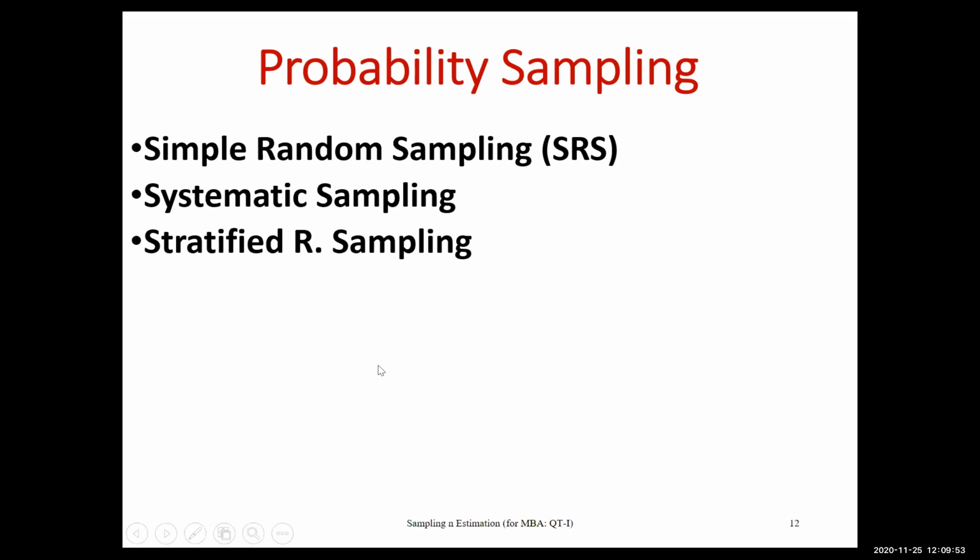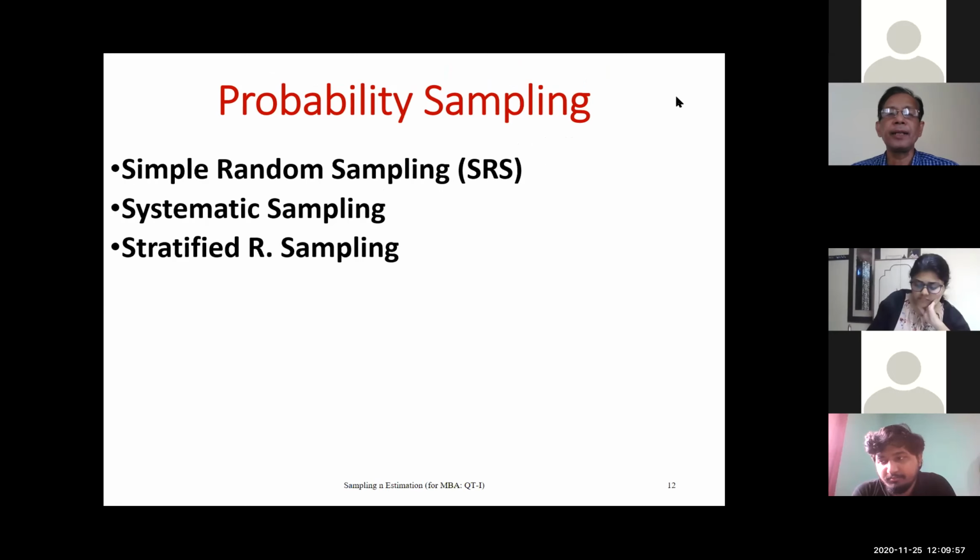And next will be stratified random sampling. This is a bit important for us. Stratified random sampling is used when the population in total is not homogeneous, it is heterogeneous. In case of heterogeneity in population, you have to stratify the population first.